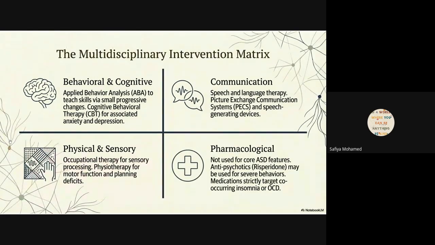The multidisciplinary intervention matrix. When we hear "multi," we must always know that there is more than one discipline or professional involved with the diagnosis and the treatment. The first professional, if you picked it up in your class, is part of that multidisciplinary team. Behavioral and cognitive: applied behavioral analysis to teach skills via small progressive changes, and cognitive behavioral therapy for associated anxiety. That would usually be the psychologist or the psychiatrist.